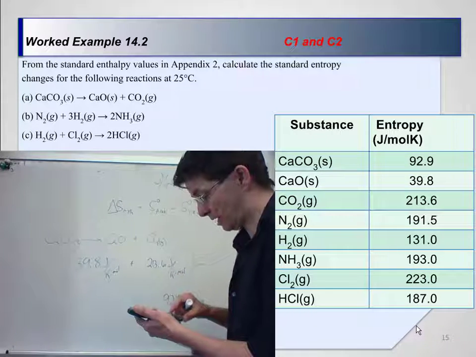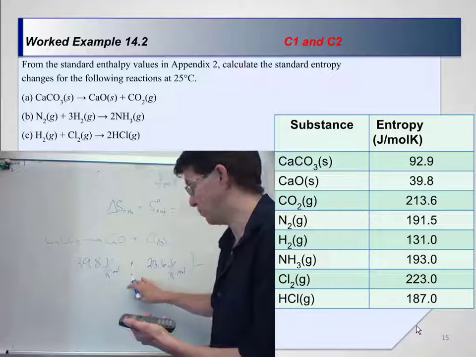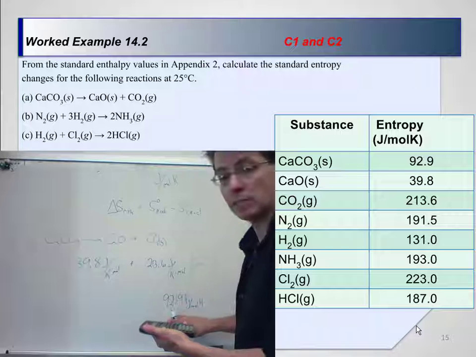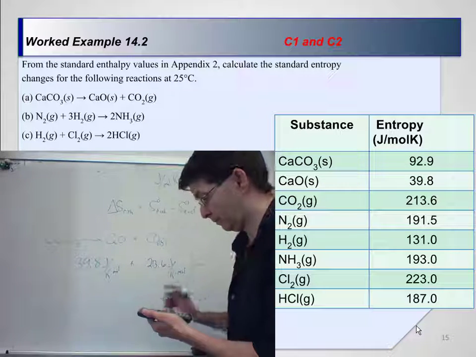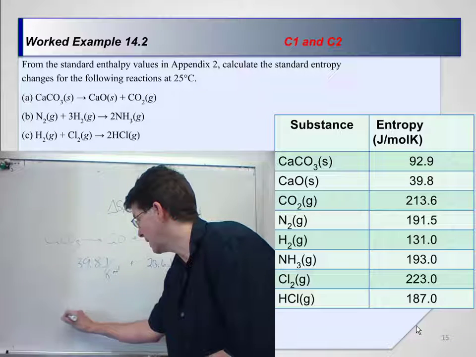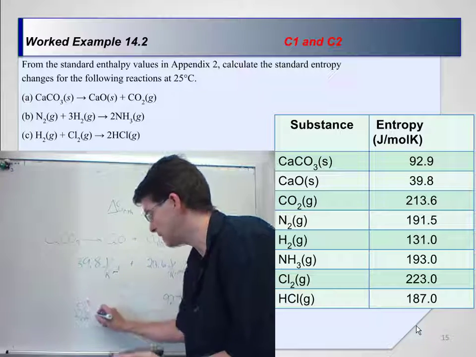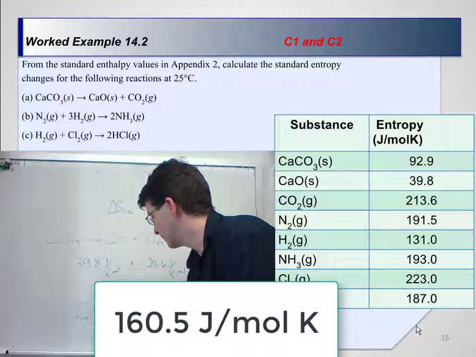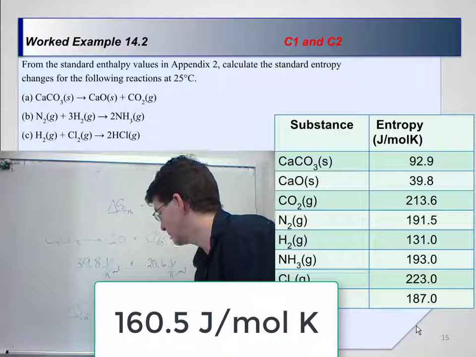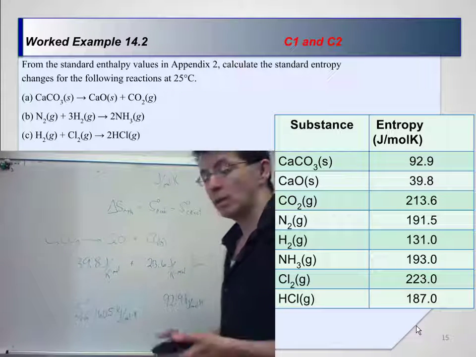So we add these two together, 39.8, this is 253.4, minus this positive value equals the delta S of reaction, the change in entropy for the reaction under standard state conditions is equal to 160.5 kilojoules per mole of reactant. All right. Straightforward.